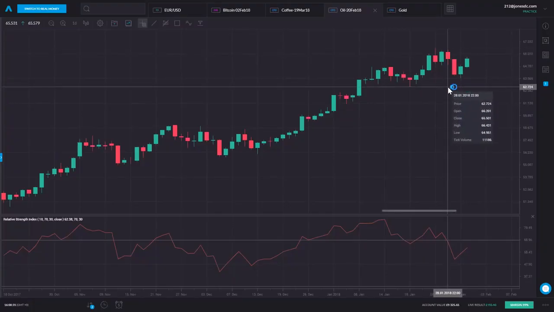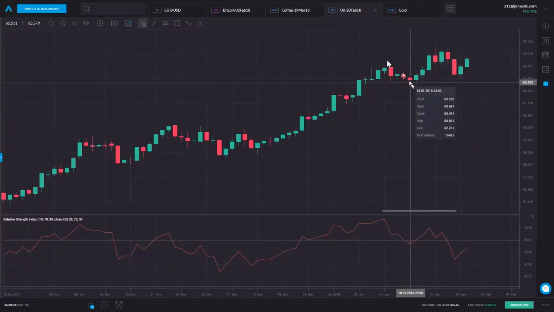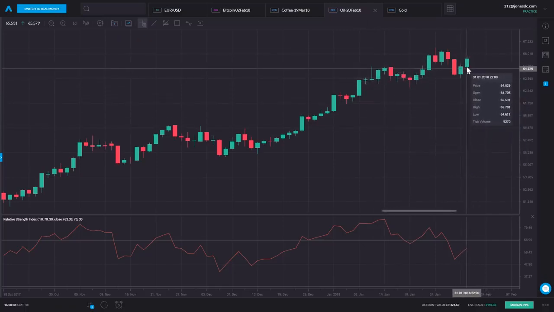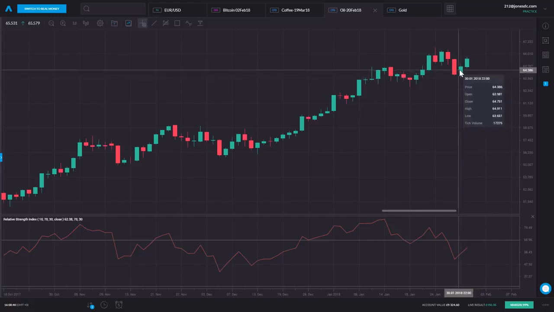Right, let's just see if we can spot some of these patterns. Let's walk back through this chart first of all. This is oil. And I think actually this is a daily candlestick. This is today's day. This was yesterday's day. I think that is a piercing pattern.